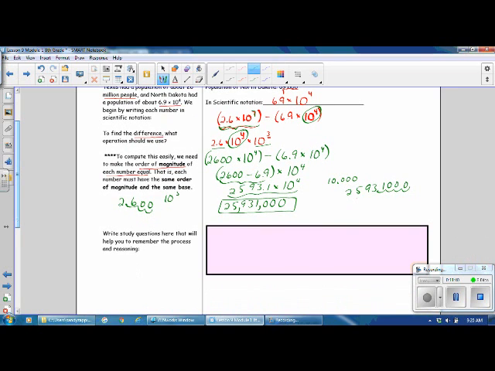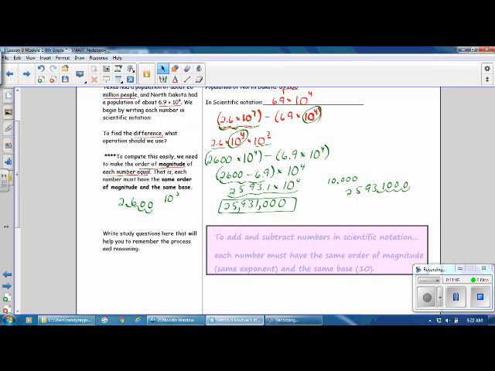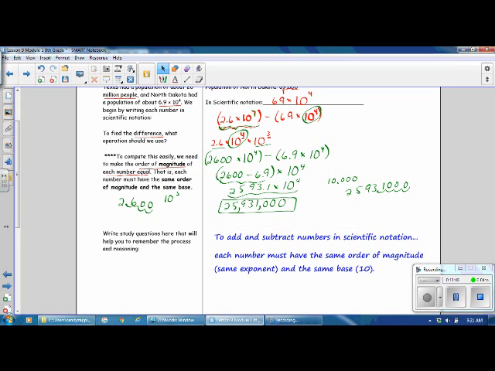Write study questions here that will help you to remember the process and reasoning. Remember to add and subtract numbers in scientific notation. Each number must have the same order of magnitude, which is the same exponent, and the same base 10.